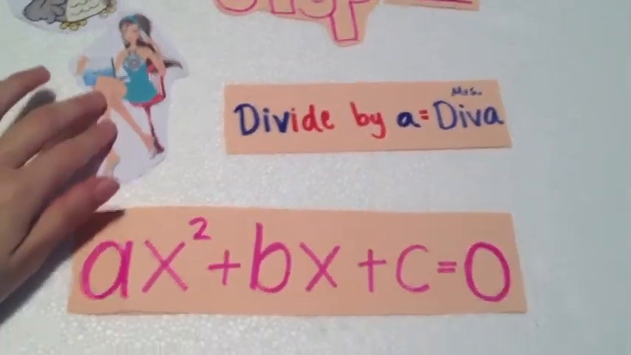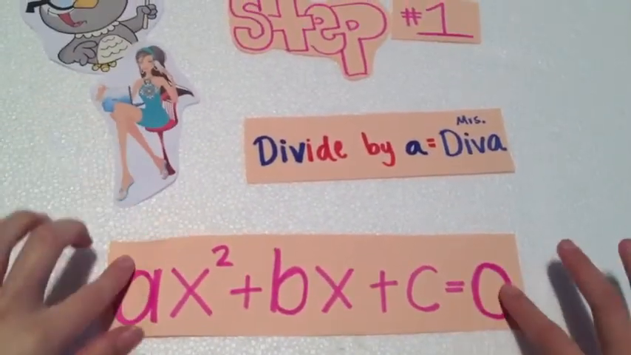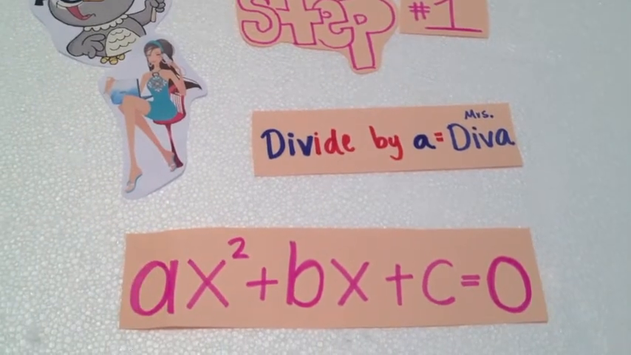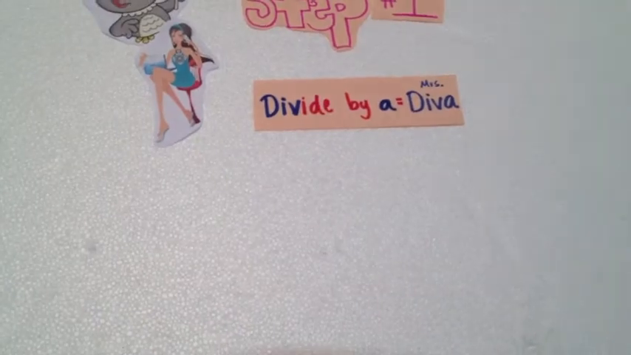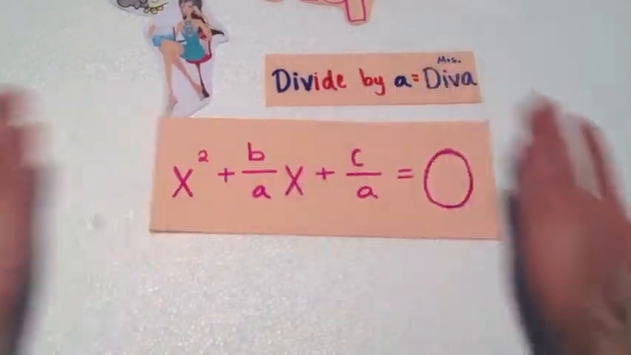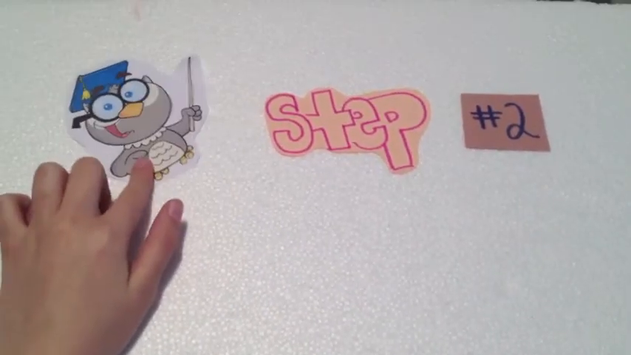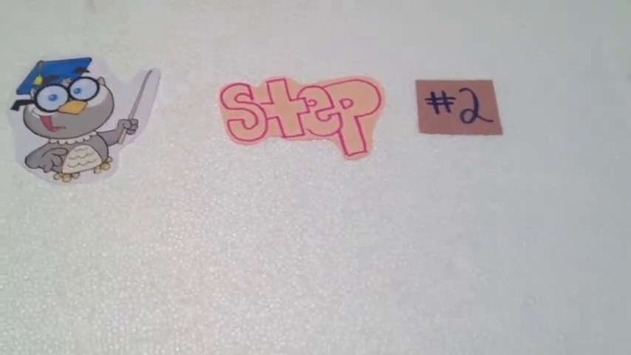Hi guys, I'm Miss Diva. So here's the standard form, and the first step to turn it into the quadratic formula is to divide it all by a. And this is how it results. Step 2 is very simple. We will have the help of the pastor for this step.